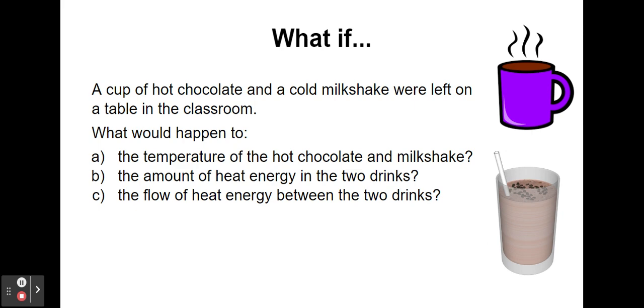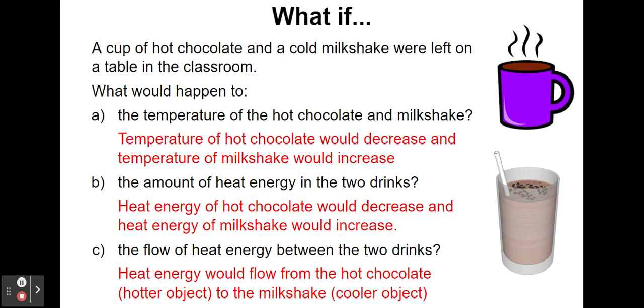So, firstly, even though we know roughly what would happen, let's just identify what's going to happen here. A hot chocolate, if we leave it on the table, we know that's going to get colder, okay? You leave it on the table, it's going to get colder. The milkshake, if you left that on the table, it's going to get warmer. This is because the room temperature is colder than the temperature of the hot chocolate, but hotter than the temperature of the milkshake. So we can say that the temperature of the hot chocolate would decrease and the temperature of the milkshake would increase.